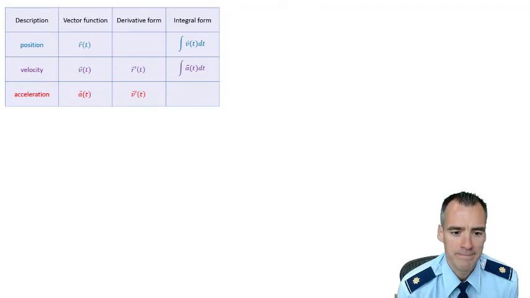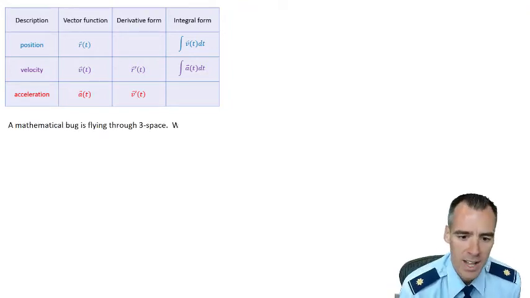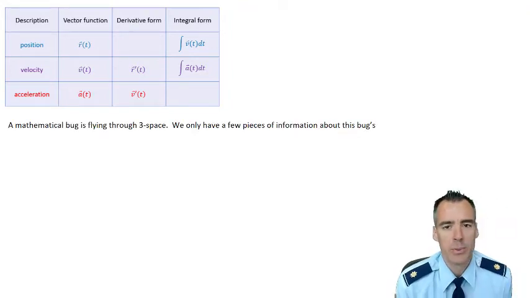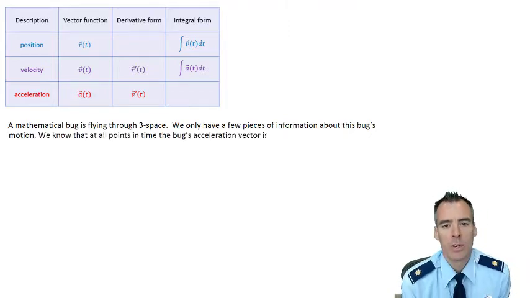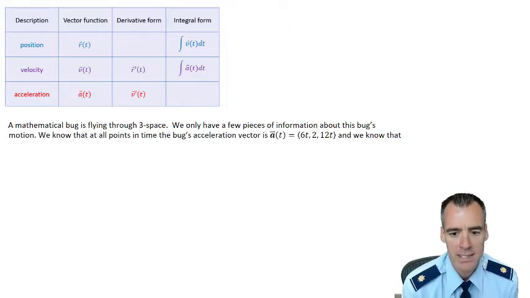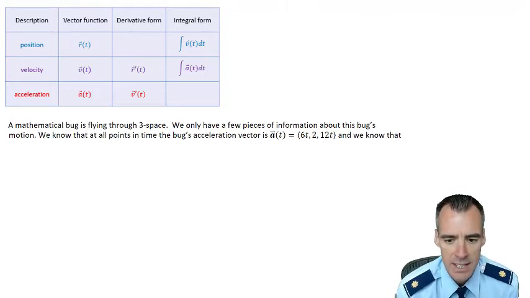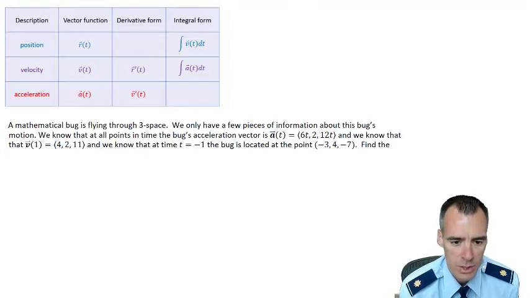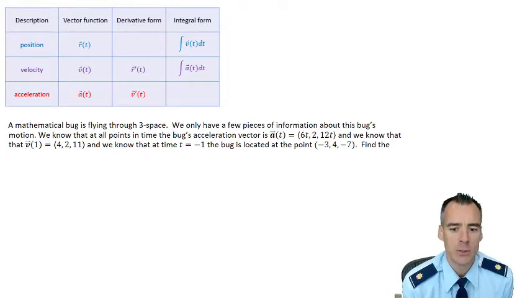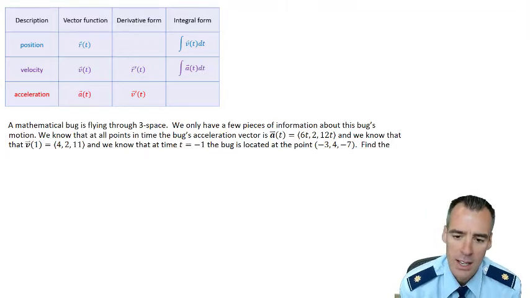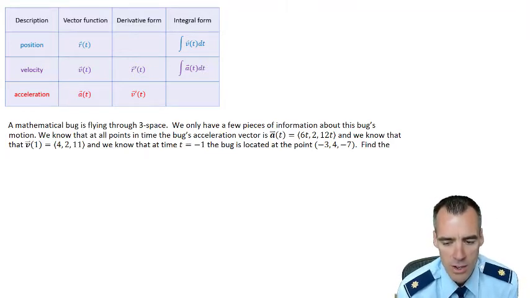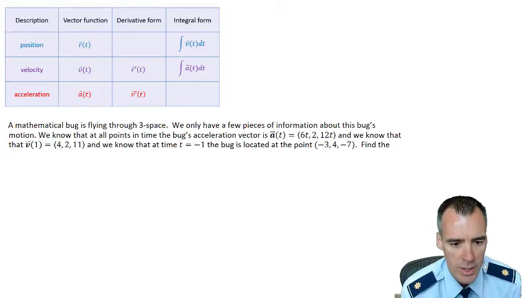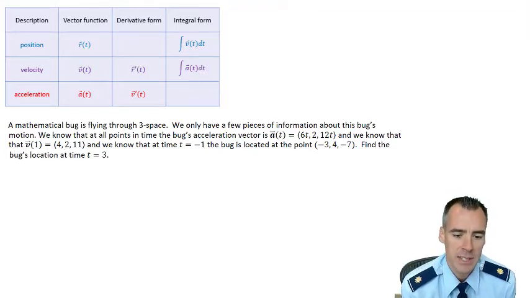Alright, so here's the problem. A mathematical bug is flying through 3-space. We only have a few pieces of information about the bug's motion. We know that at all points in time the bug's acceleration vector is a(t) = ⟨6, 2, 12t⟩, and we know that the velocity at time t = 1 is the vector ⟨4, 2, 11⟩, and we know that at time t = -1 the bug is located at the point (-3, 4, -7). What we want to do is find the bug's location at time t = 3.